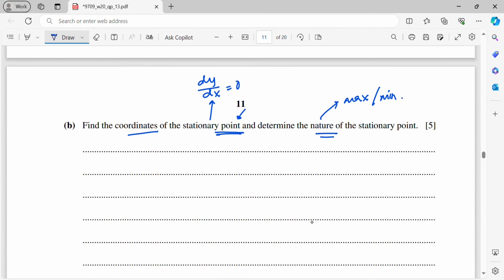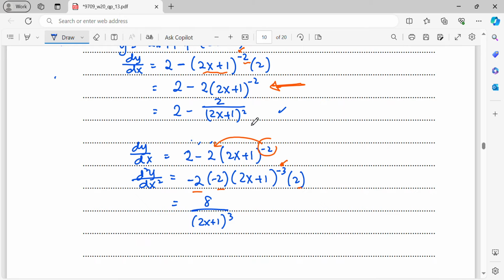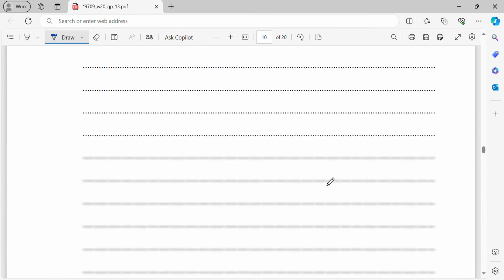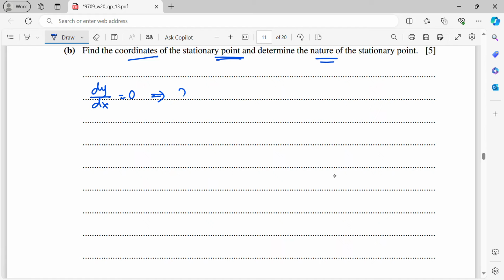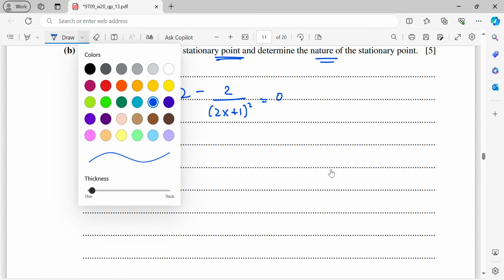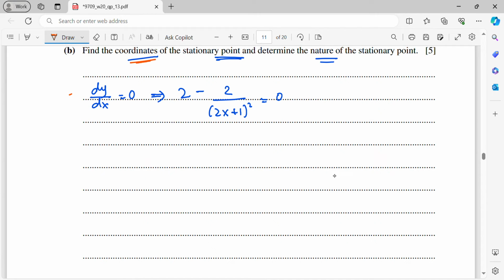So I will write dy dx equals 0. That means 2 minus 2 over (2x plus 1) squared equals 0. Now, to solve for x, because you need to find the coordinates of the point, I will move this whole term to the other side, and then it will be 2 over (2x plus 1) squared equals 2.